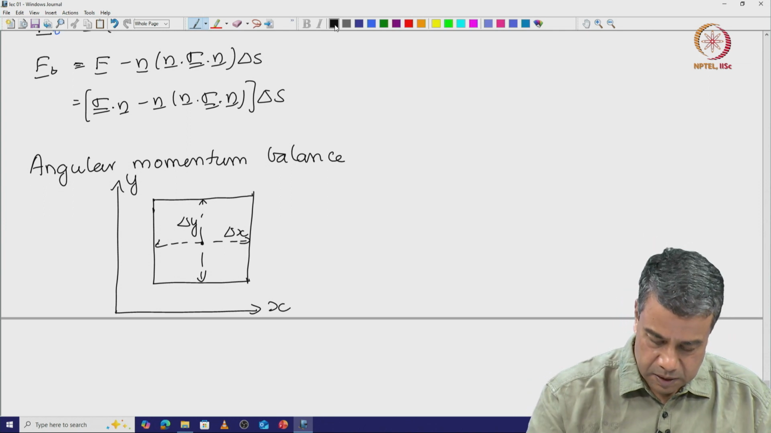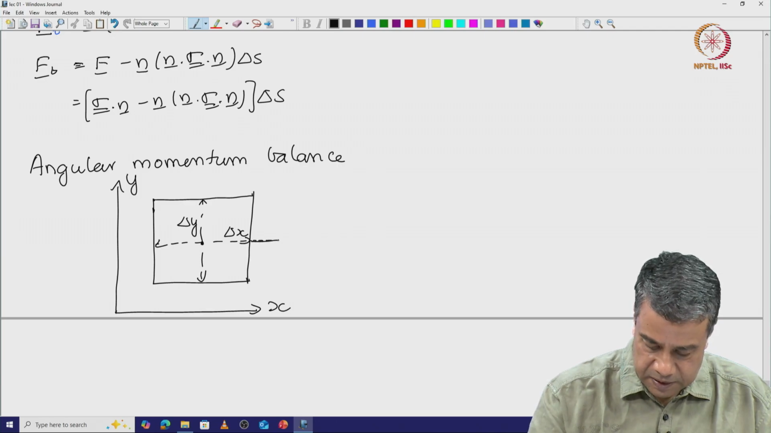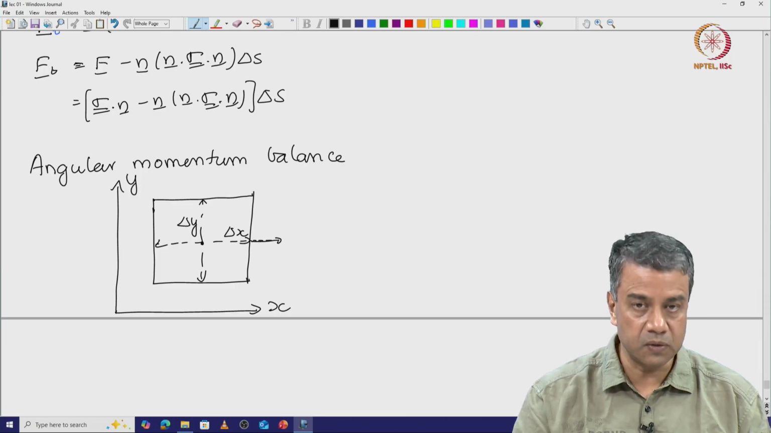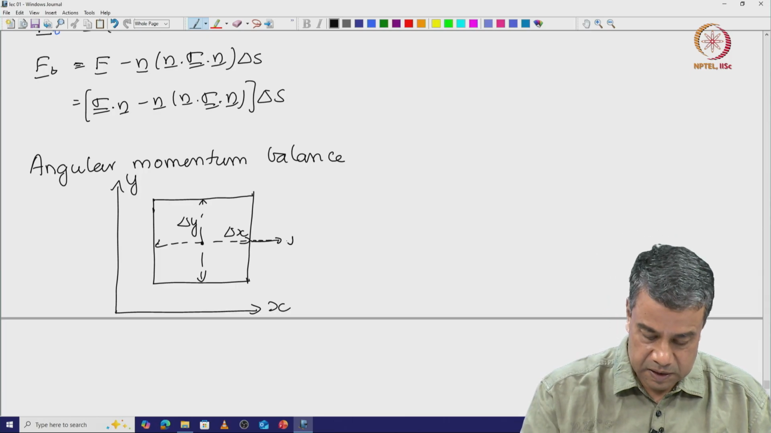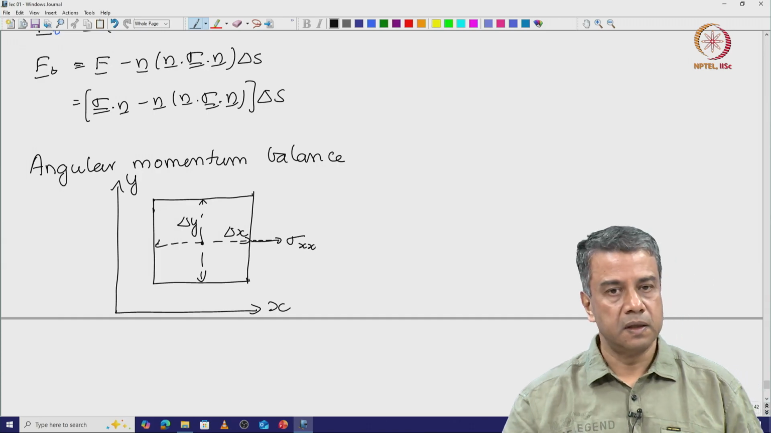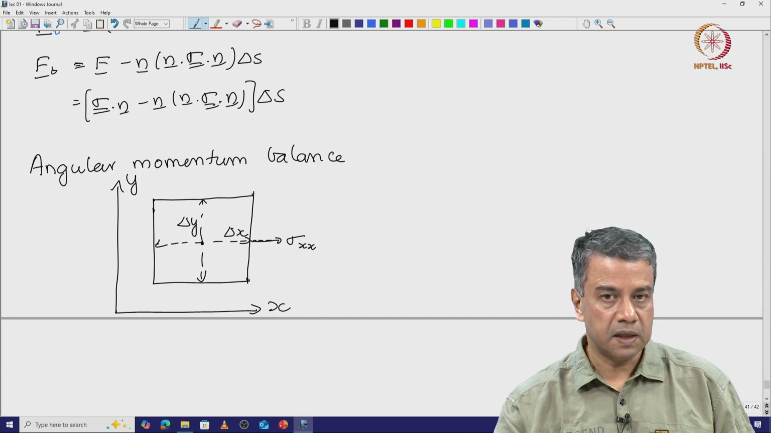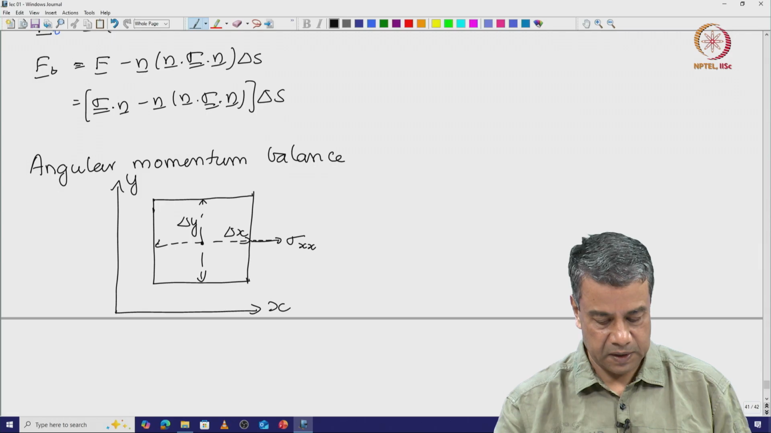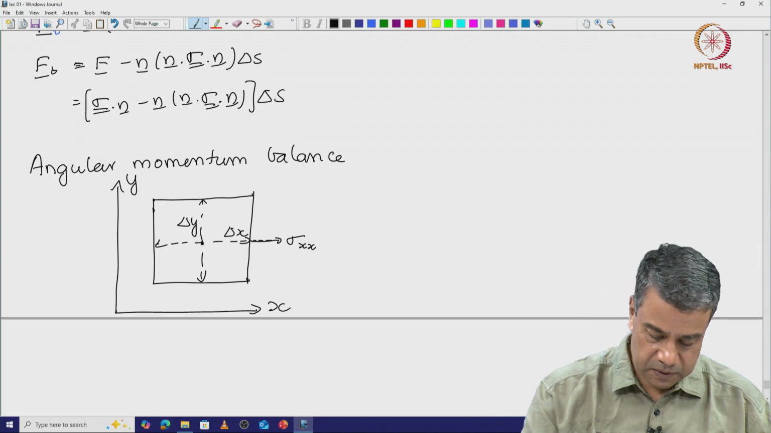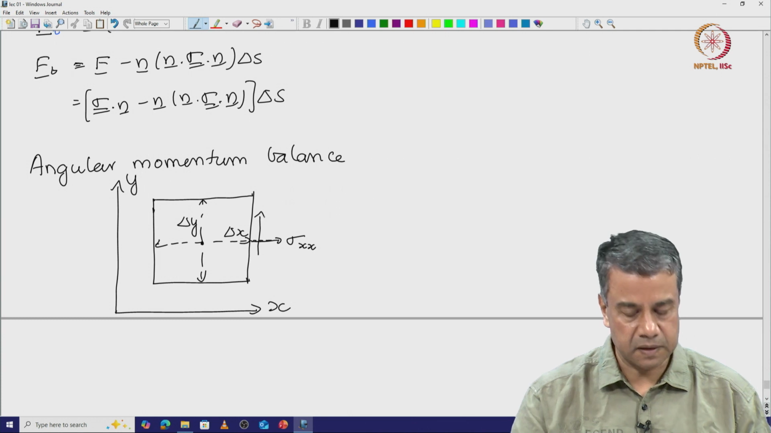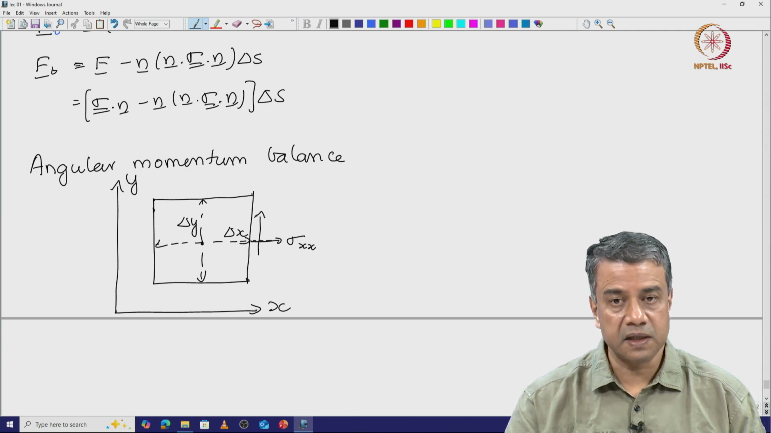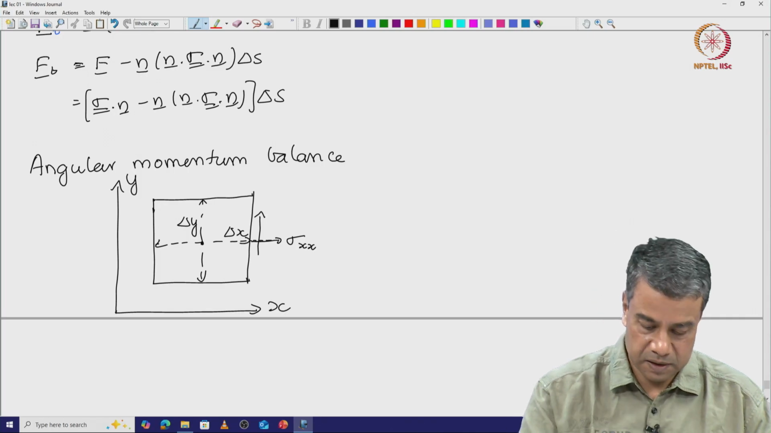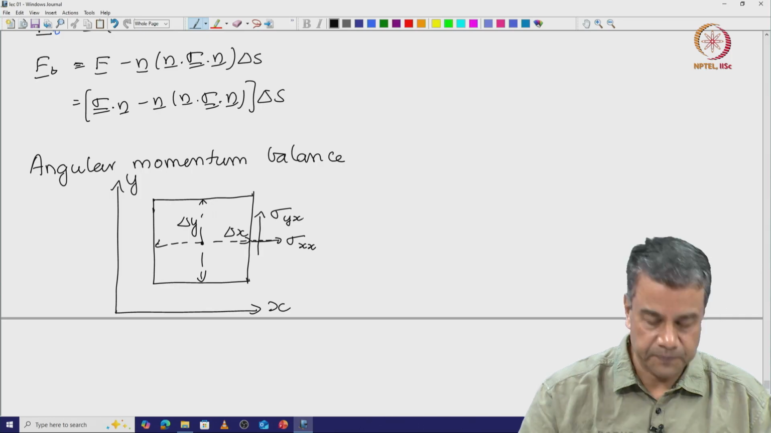The normal stress at this surface is the force per unit area in the x direction at a surface whose outward unit normal is in the x direction, which is sigma xx. At this surface also there could be a tangential component of the stress. This is the force per unit area in the y direction acting at a surface with outward unit normal in the x direction. So, this is sigma yx.